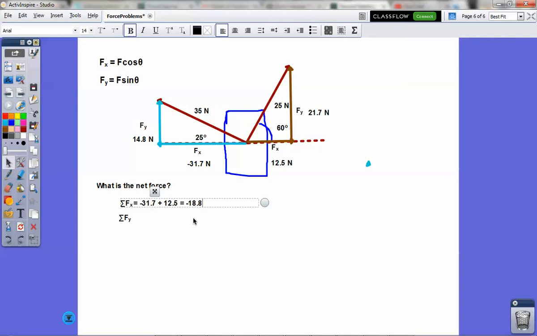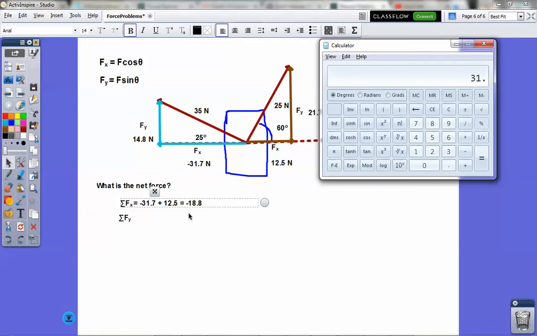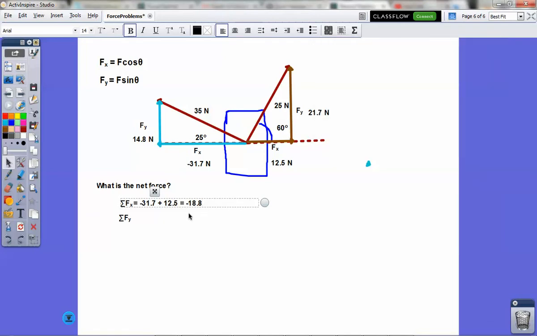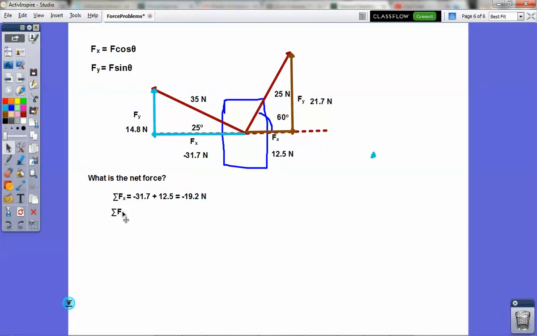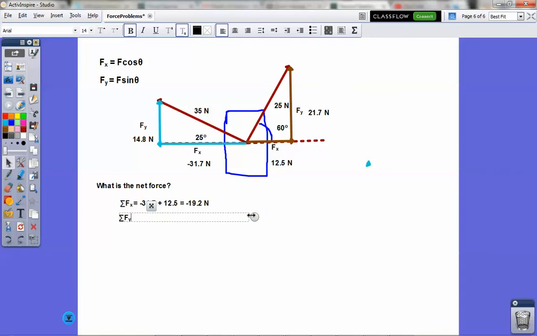No, that's not right. Let me take my calculator. 19.2. Okay, that was close. So the net force in the x direction is negative 19.2 newtons, which means it's pointing to the left. And with the Fy, again, we have two forces acting in the y direction, 14.8 and 21.7. Since they are both pointing upward, we add those, and the sum of those forces is going to be 36.5 newtons.